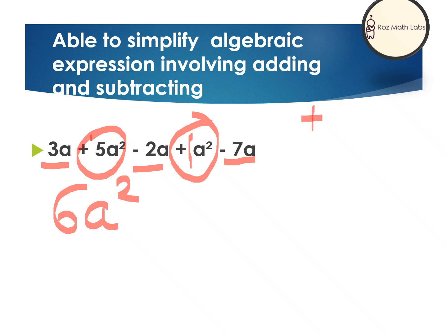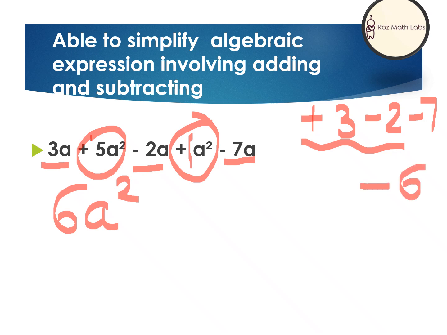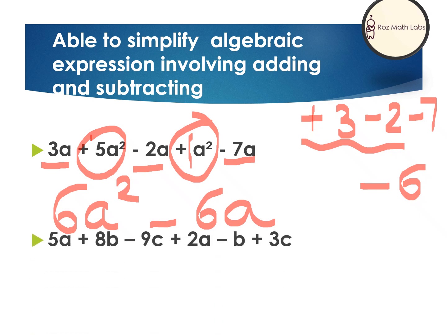We can do the working here. Plus 3 minus 2 minus 7. So 3 minus 2 gives us 1. 1 minus 7 is negative 6. So here we have negative 6a. We cannot add or subtract them further as they are not like terms. Although the variable a is same, the power is different. So this is the simplest form of the expression. Next example.